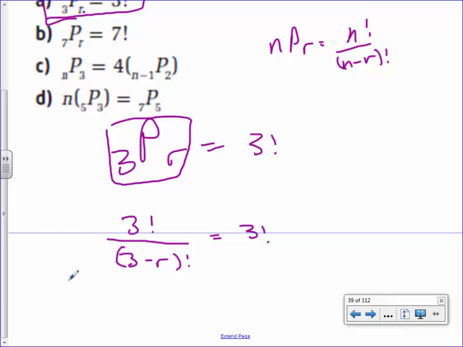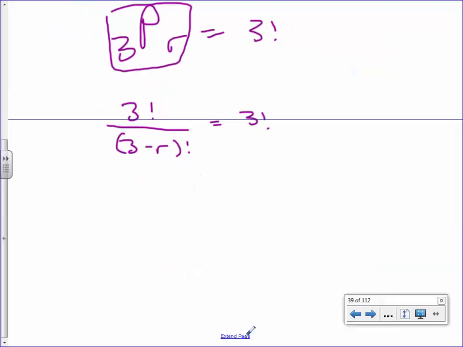Does that make sense so far? Okay, well now to solve this algebraically, do you guys see how there's like a fraction here? What you could do is times the bottom of the fraction to the other side. So you can make it 3! equals 3!(3 minus r)!.